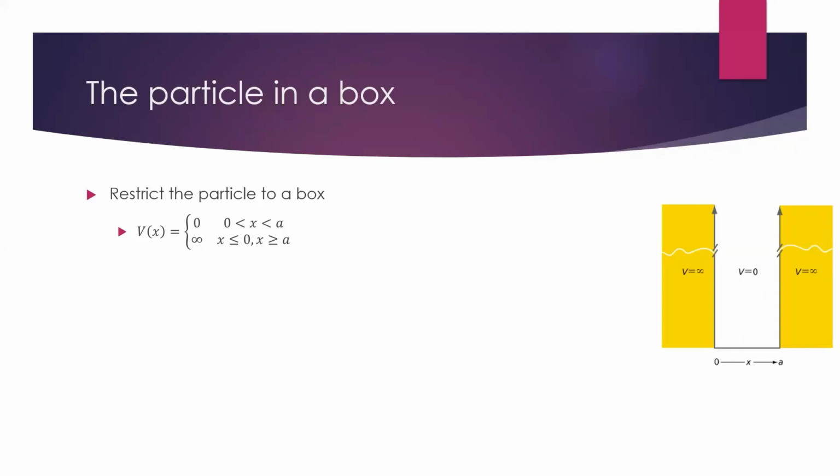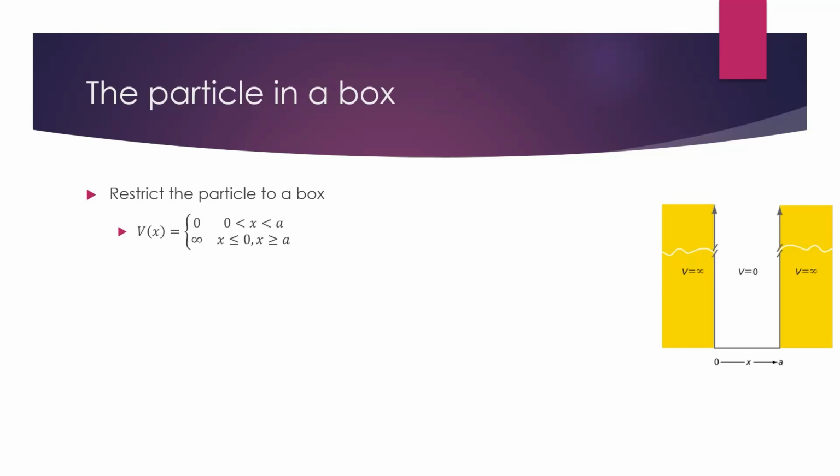So how do we restrict a particle in a box? Well, we say inside this box, the potential is 0. The particle can move freely inside the box. Outside the box, we have a potential that's equal to infinity. So the particle can't exist if it has an infinite potential. And so it can't exist outside of there. So it's restricted to the box in this way.